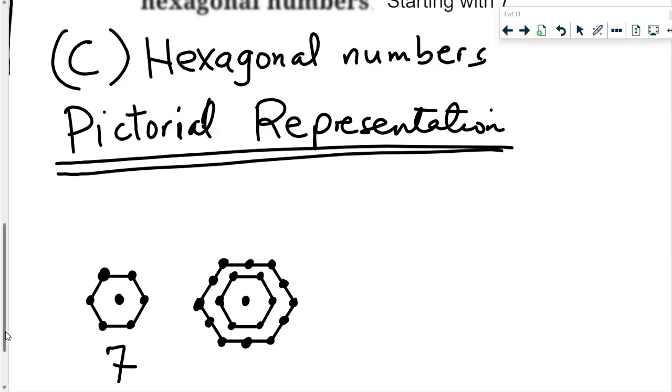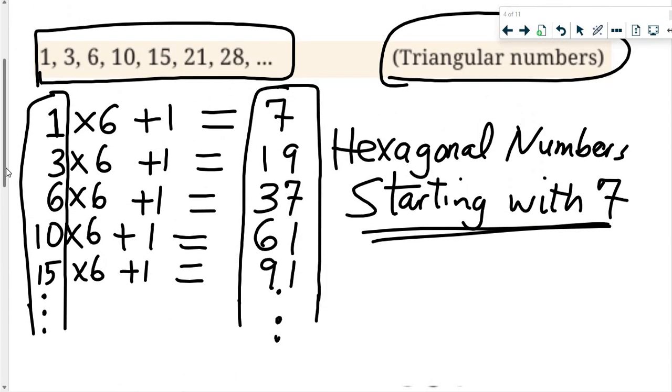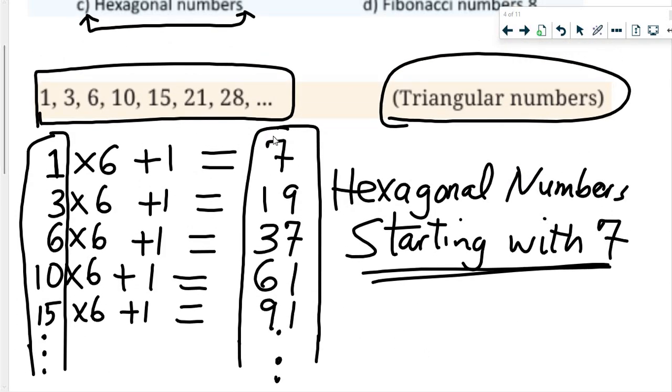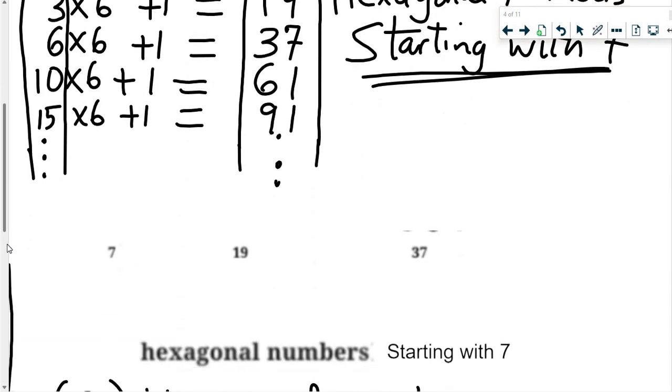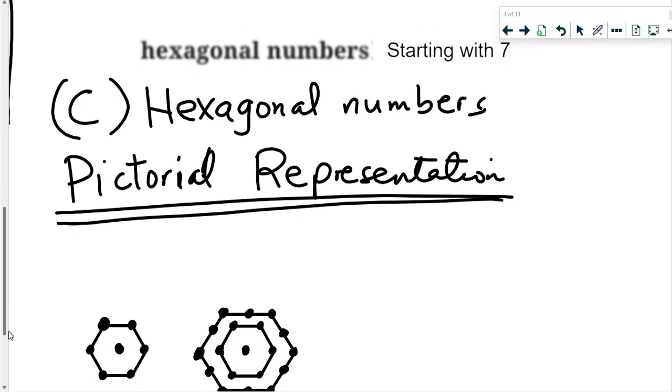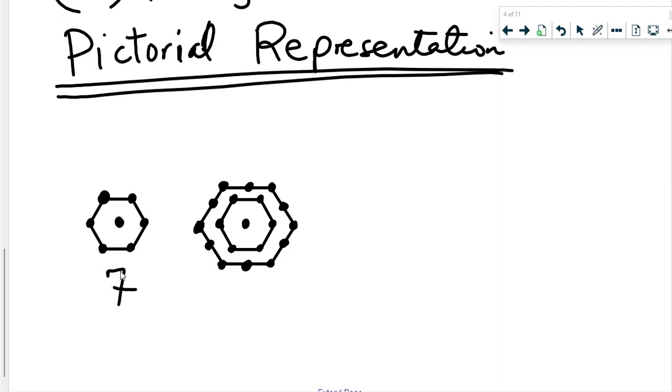How many dots do you have? You must get a second hexagonal number, which is 19. If you start with 7, 7 was the first hexagonal number. When you multiply a triangular number by 6, add 1, you get 7, which is the hexagonal number. Now, just see. Do you have 19 dots? You can help me count this. But before we had 7 dots.